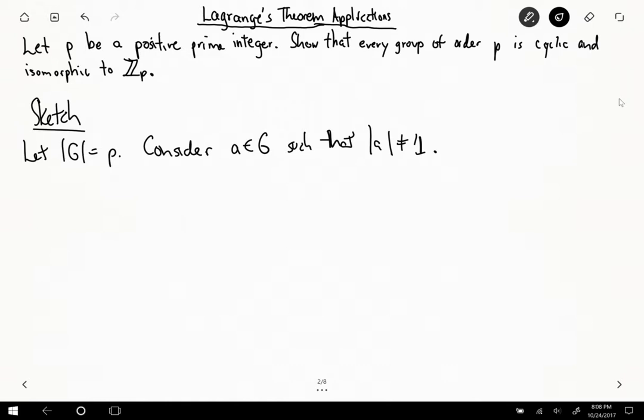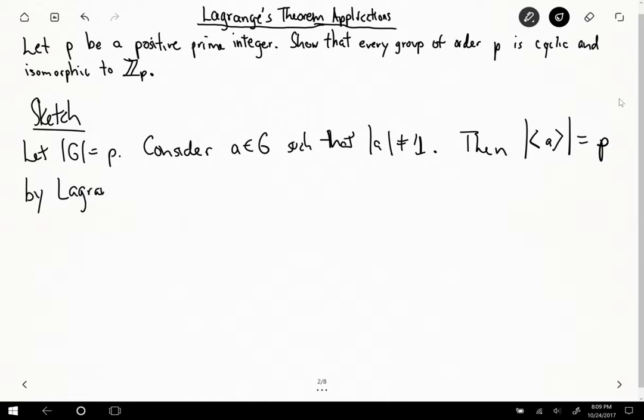So if we take this, let the order of G equal P, we want to consider our A being an element of G such that the order of A is not equal to 1. Where do we go from there? Well then, the order of the cyclic subgroup generated by A has to equal P. And why can we say that? Well, Lagrange's theorem states that the order of that subgroup has to divide the order of the group. So since P is prime, it's either 1 or P. That's it.